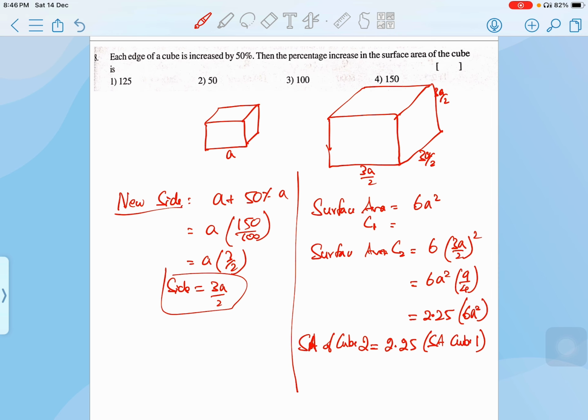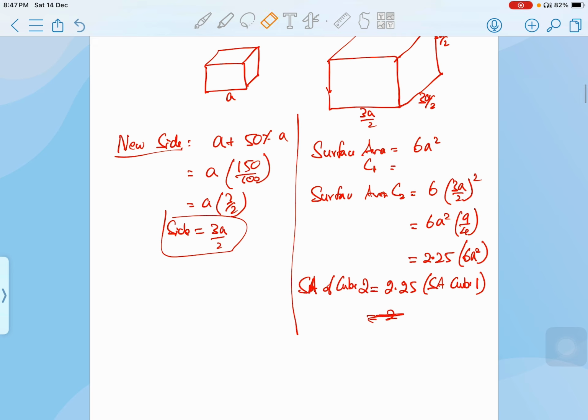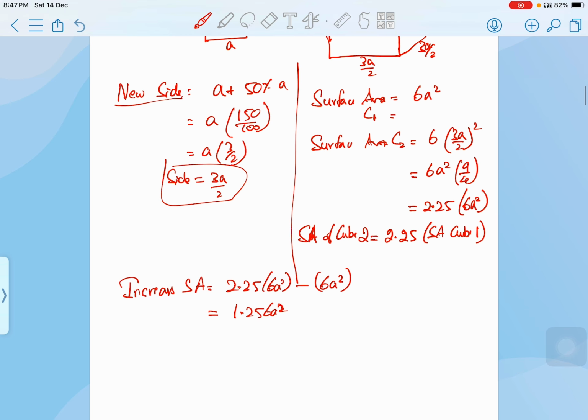So when you are writing hundreds formula, 2.25 is nothing but how much increased. Or let's take some x values, or this new one you take it like 2.25 into 6a square itself. So we'll find out what is the difference in the surface area. So increase in surface area will be 2.25 times 6a square minus 6a square. So that is nothing but 1.25 times 6a square is the difference.